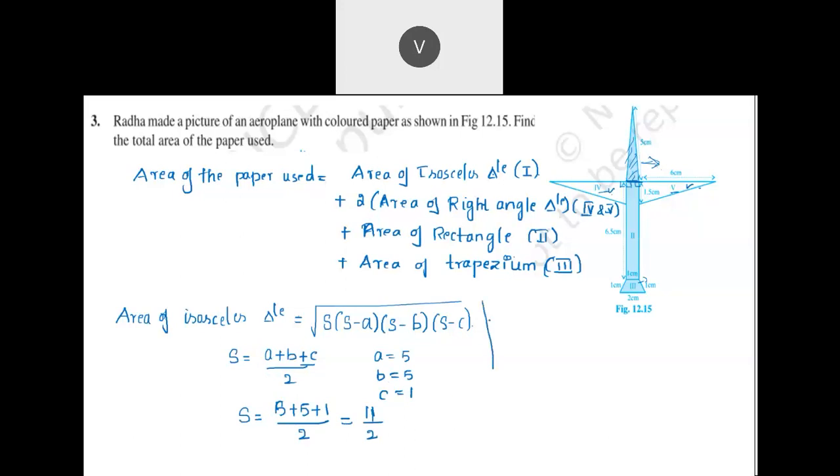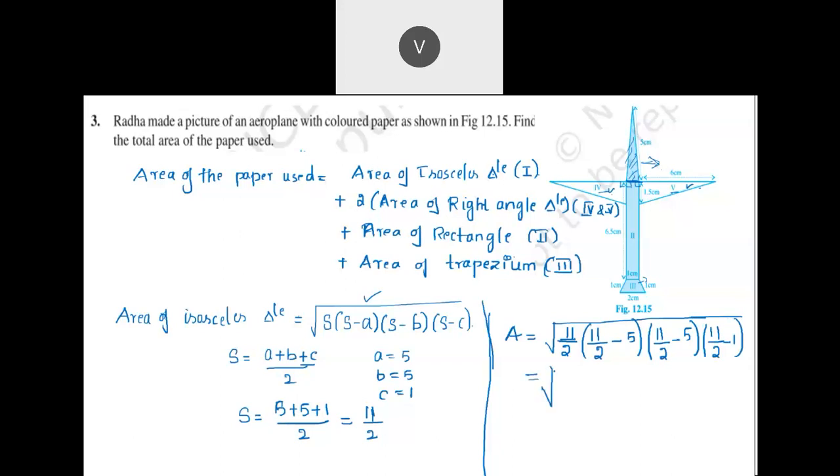And what about the area? Substitute this S value here and find out area. Ma'am, don't we need a decimal number? Don't take decimal. Okay, ma'am. Let it be in fractional, rational number form itself. Okay, so S value is 11 by 2. Area is equal to square root of S into S minus A: 11 by 2 minus 5, into 11 by 2 minus 5, into 11 by 2 minus 1.